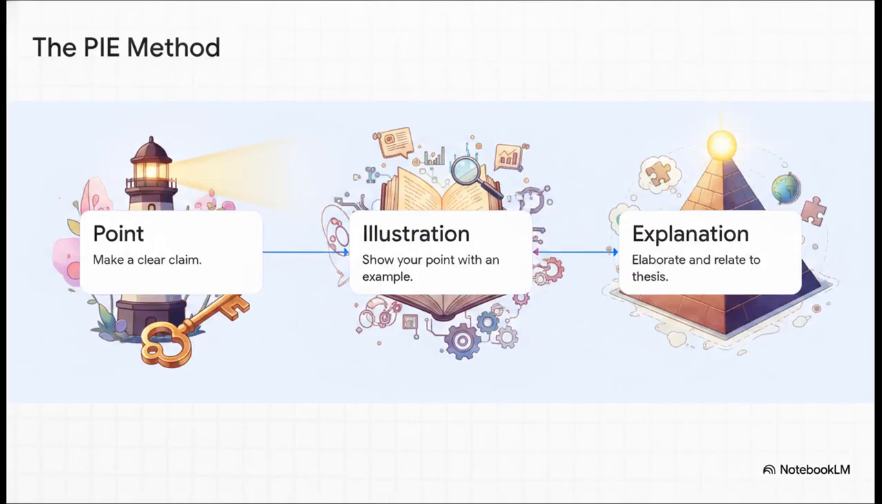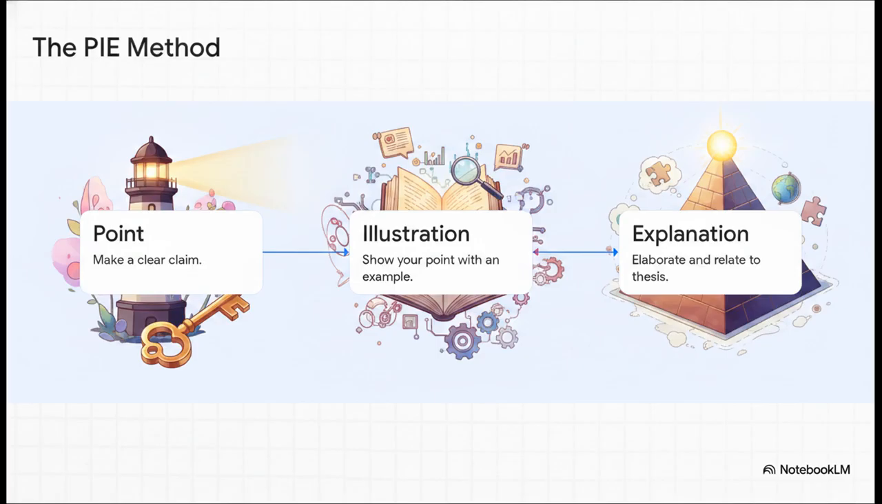Step 1 is P for point. This is where you make a clear claim or statement that focuses your paragraph. Step 2 is I for illustration. This is where you back up your point using a quote, maybe a piece of hard data, or a very specific example. And step 3 is E for explanation. This is where you elaborate on the point in the context of your illustration, offering your own ideas and tying it all back to your main thesis. So point, illustration, explanation. Let's hear a really quick example in action.